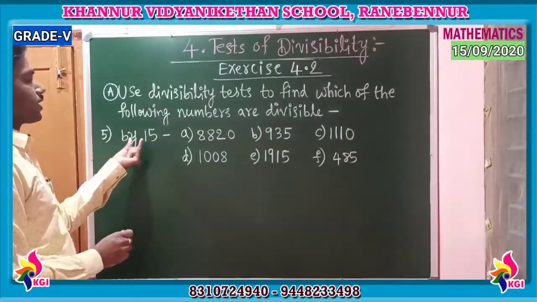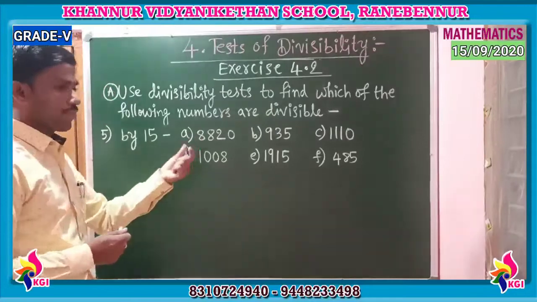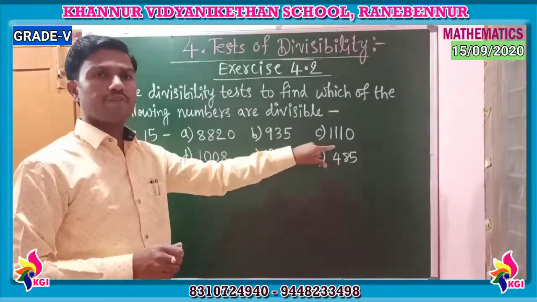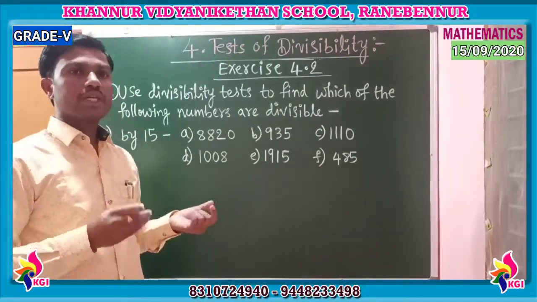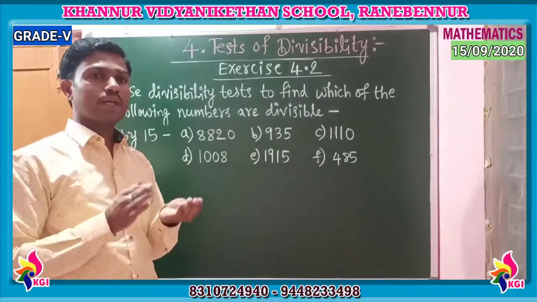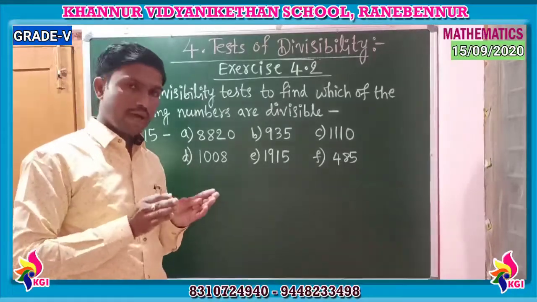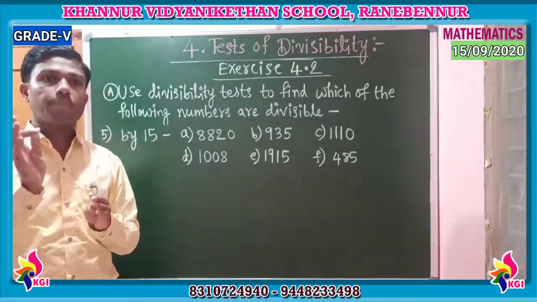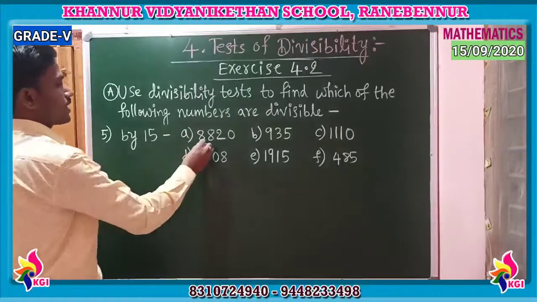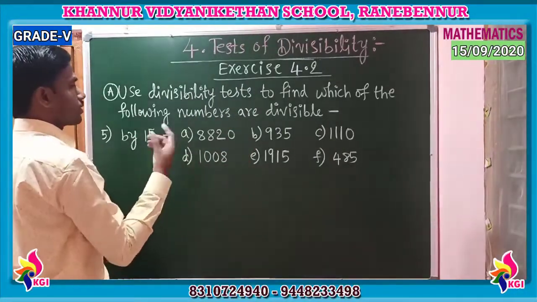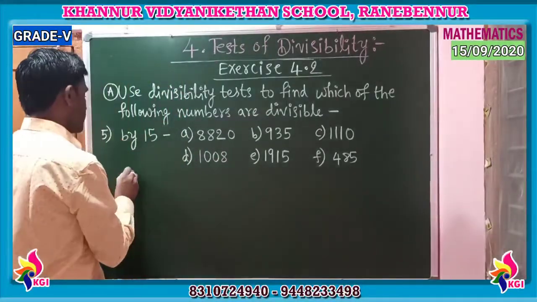Okay. Yes, children, this is your fifth question. It is divisibility by 15. Here there are 6 numbers. We check whether these numbers are divisible by 15 or not. We know the divisibility rule for 15: a given number is divisible by 15 if it is divisible by both 3 and 5. We have to check whether these numbers are divisible by 3 or not, and by 5 or not.